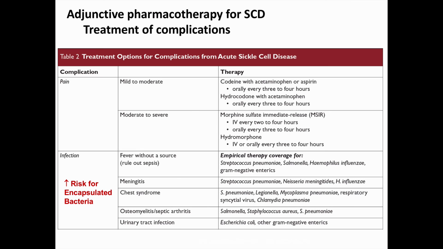And this slide details some treatment options to use during acute illness, including the liberal use of opioid analgesics, and rapid empiric use of antibiotics for known or suspected infections. Remember that patients with sickle cell disease are functionally asplenic and are at higher risk of infection with encapsulated bacteria.